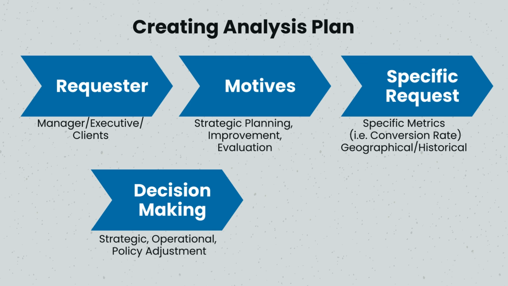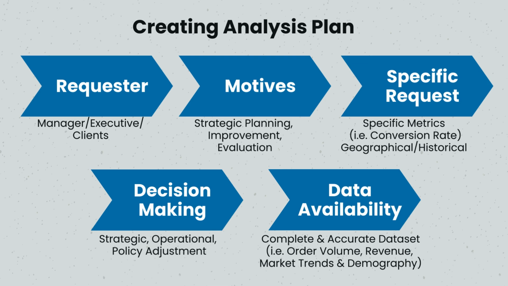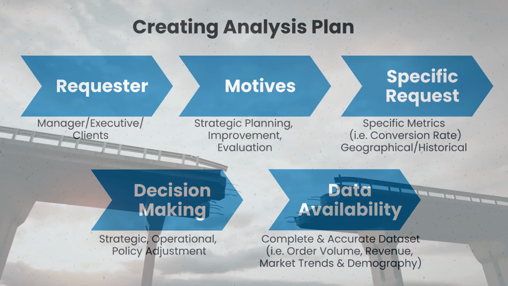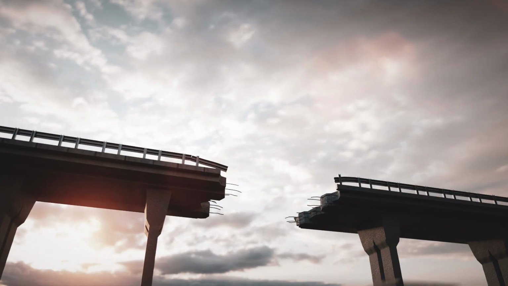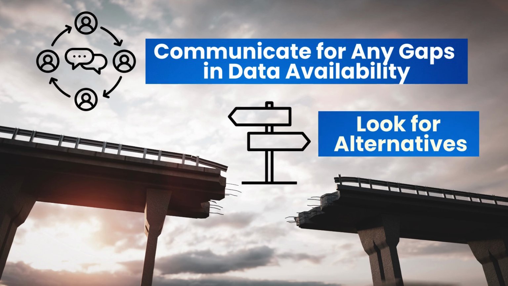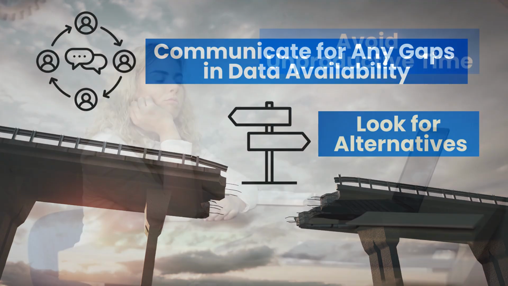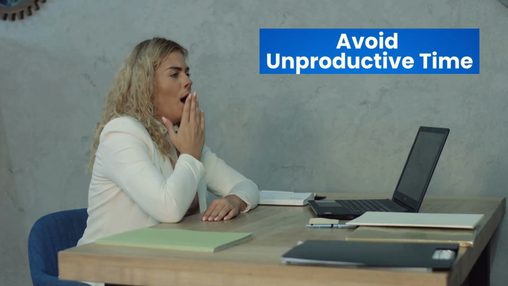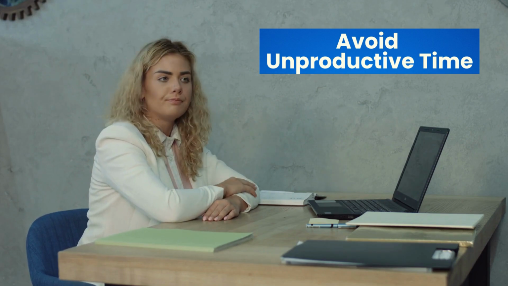Finally, data availability. Ensure access to the necessary, complete, and accurate data for the analysis. If gaps exist, identify what data is needed and how to acquire it. For example, data required include sales order volume, revenue, market trends, and customer demographics. If you encounter gaps in information or data, communicate transparently with stakeholders. Explain why certain requests may not be feasible and discuss potential alternative data uses. Clarify why these alternatives might not fully meet the needs to avoid investing significant time in an unproductive analysis.